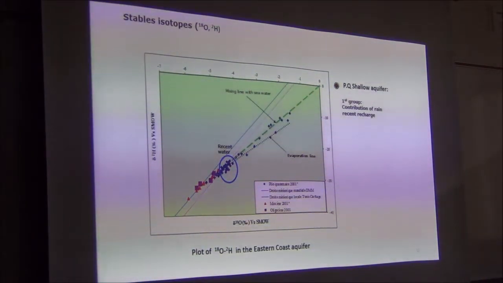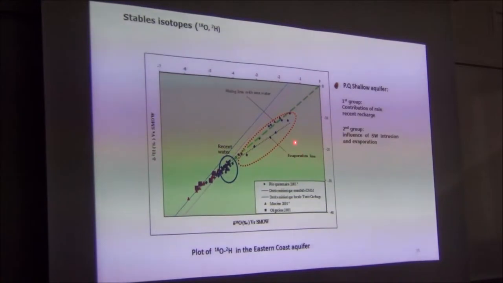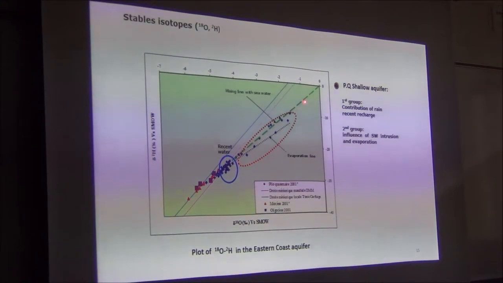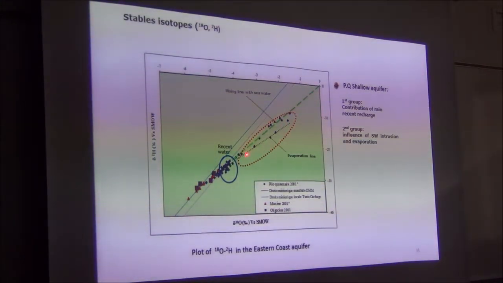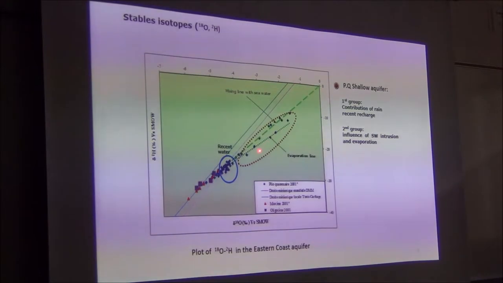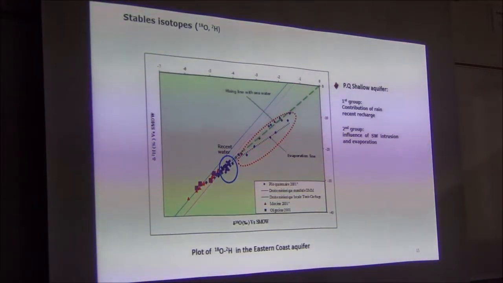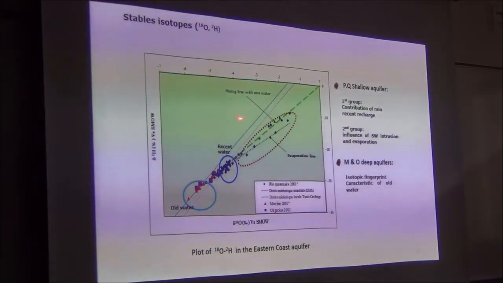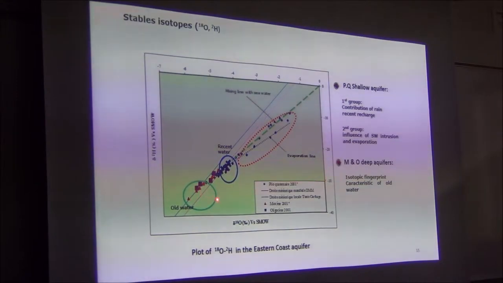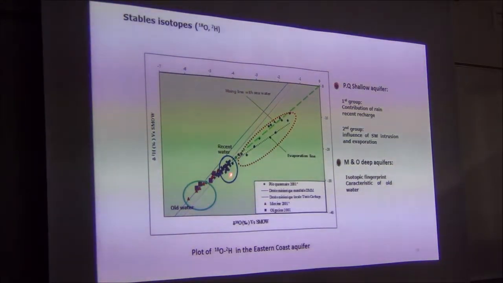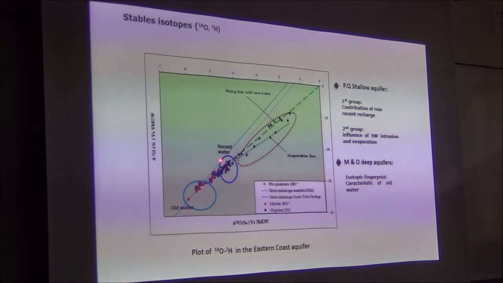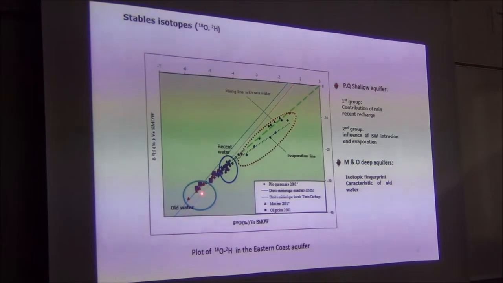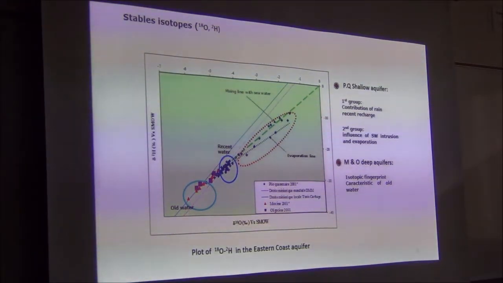The second group is composed of samples aligned on the mixing line of seawater. They are affected by seawater intrusion, and the other samples located on this evaporation line are affected by the phenomenon of evaporation. The Miocene, Pliocene and Oligocene deep aquifers are composed of water far from the average composition of rainwater, and they have a fingerprint characteristic of old groundwater.